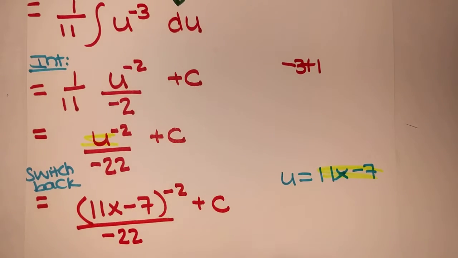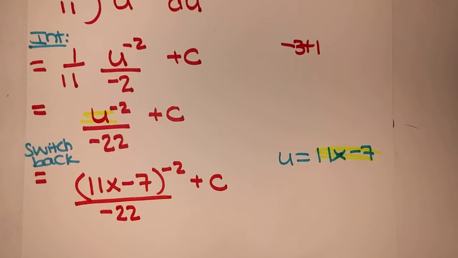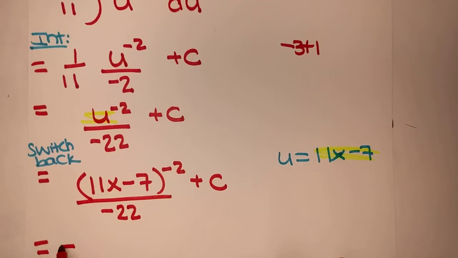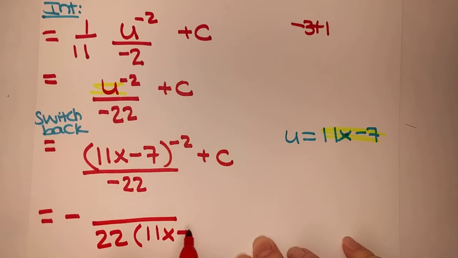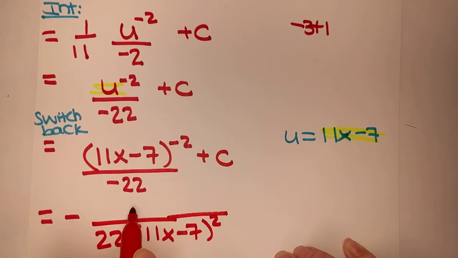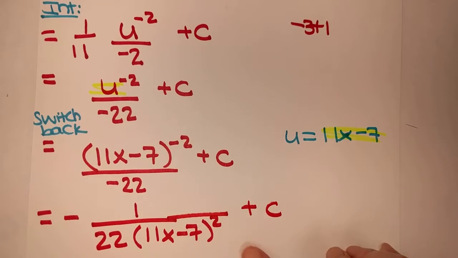Now, you are more than welcome to leave your answer like that. That's perfectly fine. However, I would like you guys to get into the habit of removing your negative exponents. So that will be 11x minus 7 squared, and then you'll have the 1 in the numerator and then the plus c.